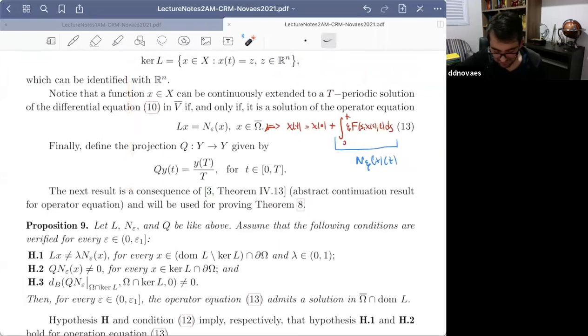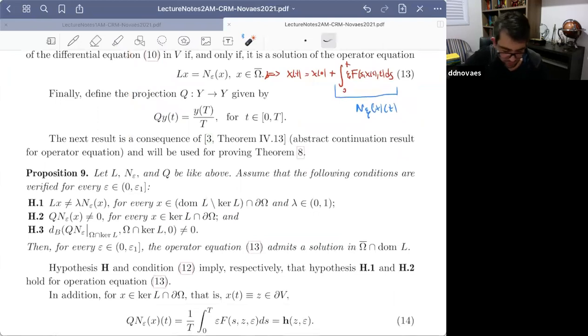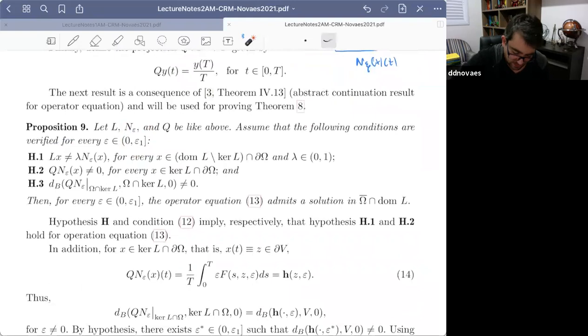This operator that I have defined, and assume that the following conditions are verified for every epsilon between 0 and epsilon 1. H1: L x is distinct from lambda N epsilon x for every x in this space. I'm not going into the details of this hypothesis, but it is equivalent in this context to our hypothesis H. Okay, so hypothesis H, I said that it's a natural hypothesis in the operator equations context. That's because it came directly from this hypothesis.